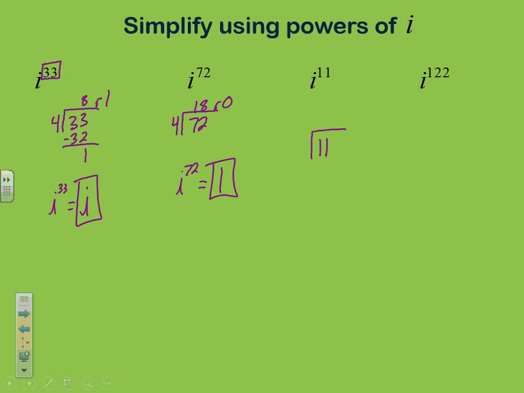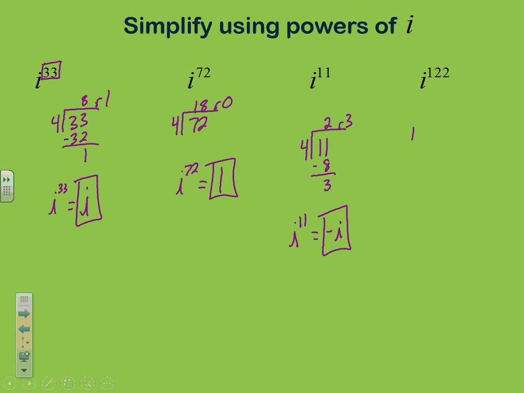So 11 divided by 4. In this case, 4 goes into 11 only 2 times evenly, which gives us a remainder of 3. So i to the 11th power, because the remainder is 3, would simplify to be negative i.